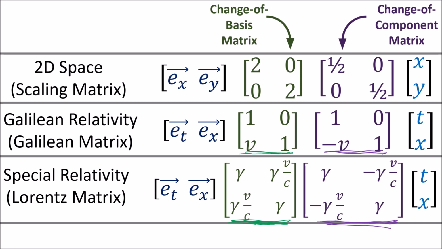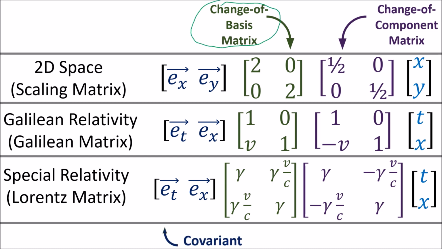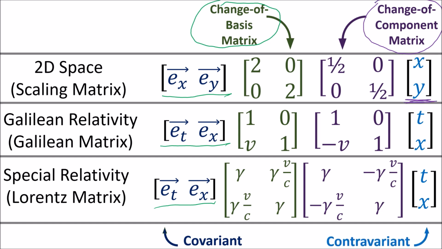When something transforms like basis vectors do, using the change of basis matrix, we say that thing is covariant. We generally will be writing covariant things as rows. And when something transforms in the opposite way, using the change of component matrix, we call that thing contravariant. And we will be writing contravariant things as columns.